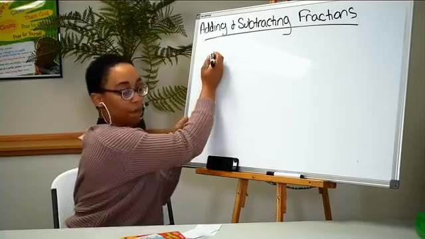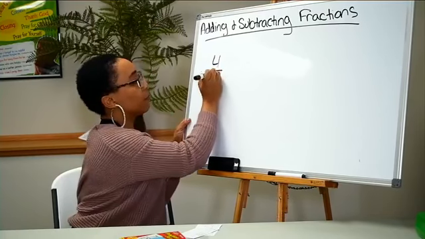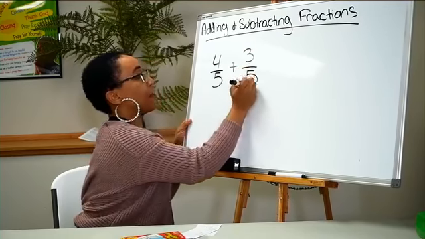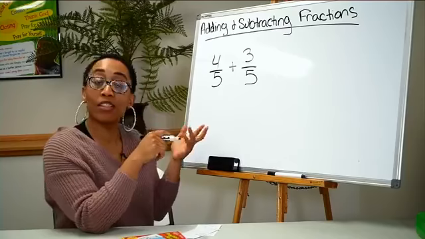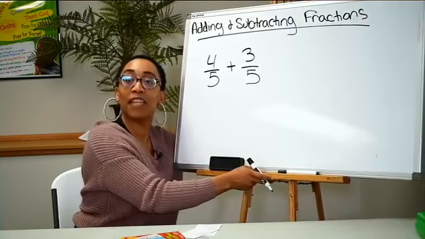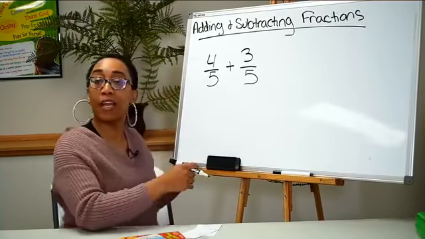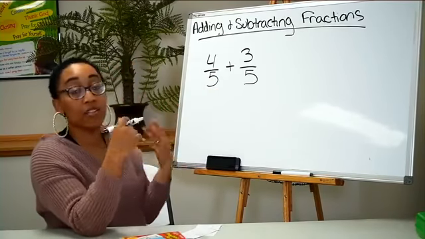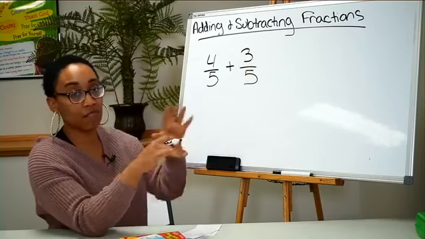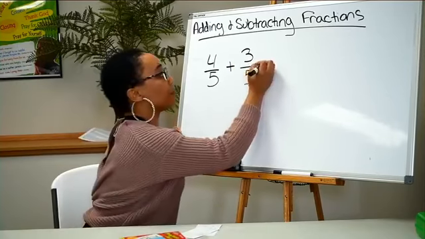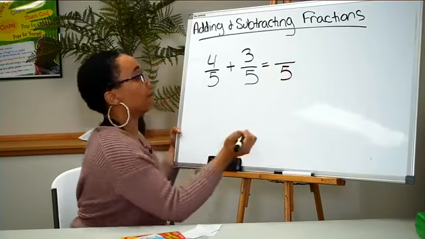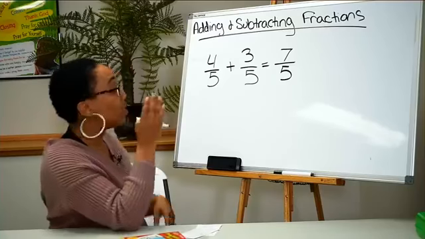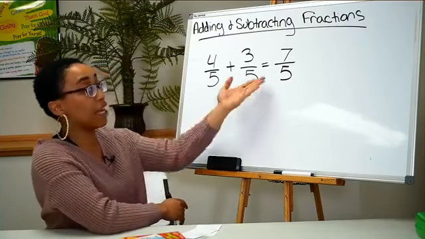First problem we're going to do is 4/5 plus 3/5. So when you're adding fractions, can you see that? Hopefully you can see that. When you are adding fractions and they have like denominators, all you have to do is add the numerators. That's literally all you have to do. So the denominator stays the same. Then 4 plus 3 is 7. Okay? So that's the basics of what you have to do. The denominator is the same.